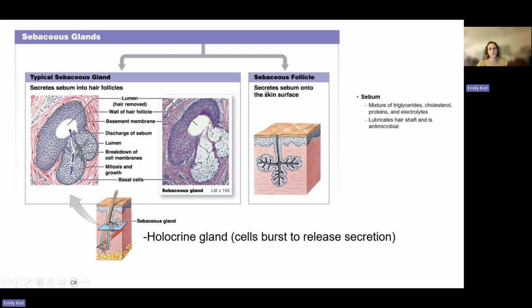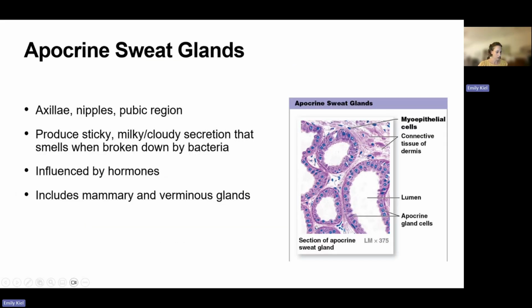And then you've also got sebaceous follicles that just directly secrete sebum onto the skin surface. Sebum is made of triglycerides, cholesterol, protein, and electrolytes, and it's going to lubricate the hair shaft and help prevent infection as it's antimicrobial. You've got your apocrine sweat glands.